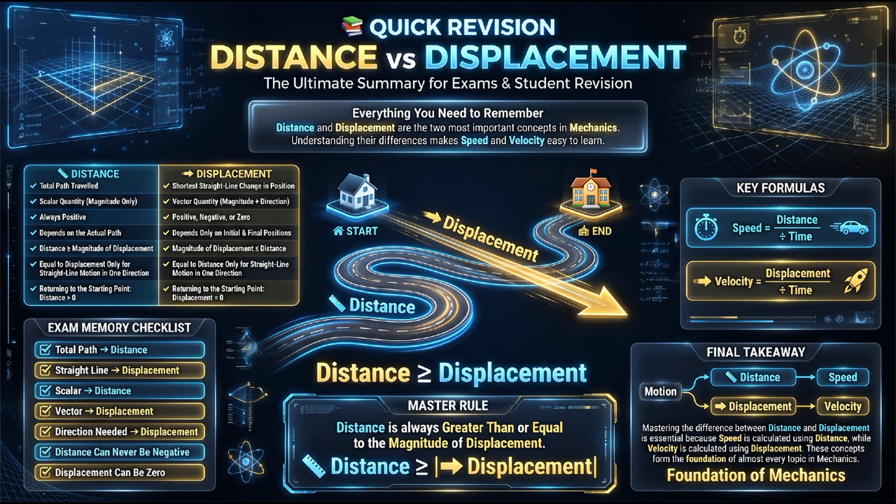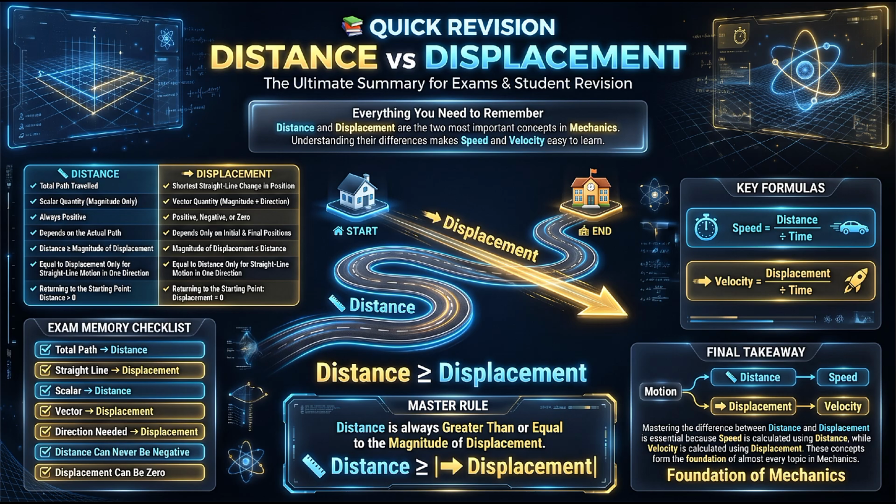Distance is the total path traveled by an object during its motion. It is a scalar quantity, which means it has only magnitude and no direction. Distance is always positive or zero because it measures the actual length of the path traveled. It depends on the complete route taken by the object and is always greater than or equal to the magnitude of displacement. Distance becomes equal to displacement only when the object moves in a straight line without changing direction. If an object returns to its starting point, the distance is still greater than zero because a path has been traveled.